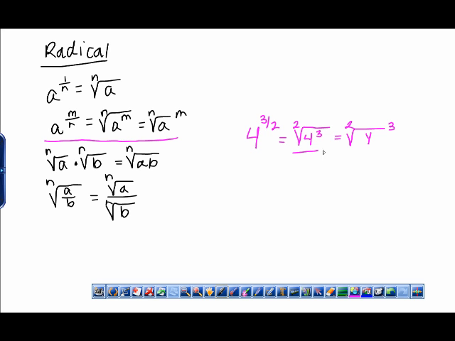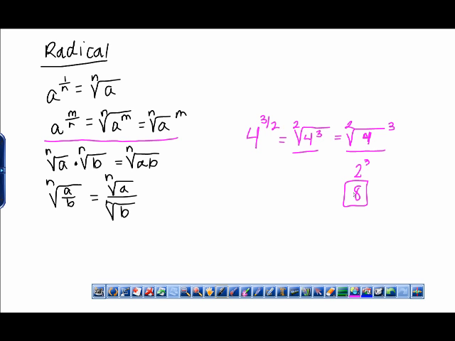Okay, now one of these is much easier to compute than the other. Do you want to cube 4, which you may or may not remember, and then take the square root of that? Or do you want to take the square root of 4 and then cube it? Well, square root of 4 we know is 2, and 2 cubed is 8. Much easier to do it this way. If I had to do it this way, 4 cubed, that's 64.